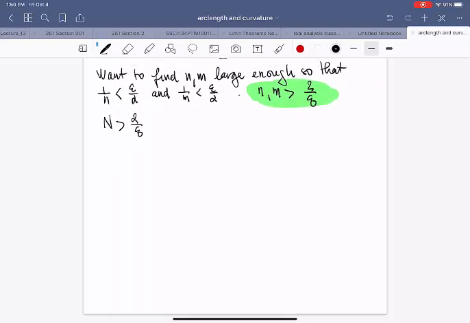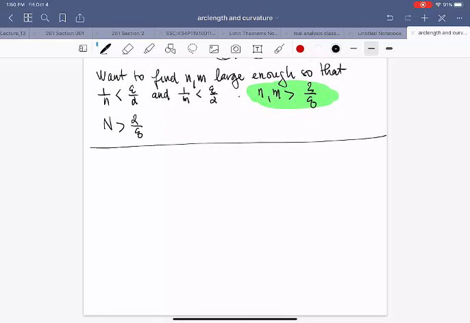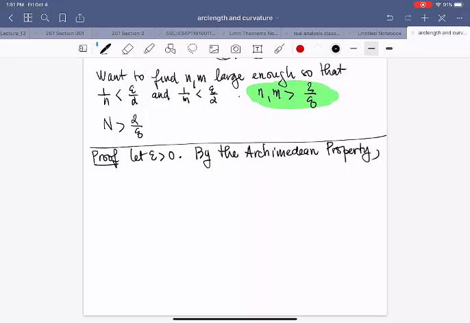Now, how do we write the proof? So here's the formal proof. Let epsilon be a positive number. By the Archimedean property, we choose N so that N is bigger than 2 over epsilon. We can do that because we choose N as a natural number so that this happens. We can do that because the Archimedean property tells us that no matter how big a number is, we can find a natural number bigger than it.